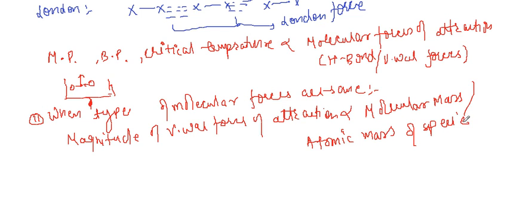Now when molecular forces are the same, having categorized all four molecular forces, how do we differentiate which should have more molecular force and which should have less? When the type of molecular force is the same, then the magnitude of the van der Waals force of attraction is directly proportional to the molecular mass or atomic mass of the species.